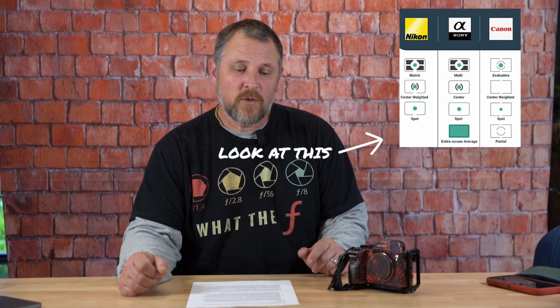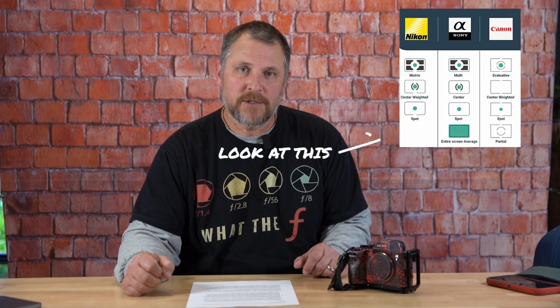I just wanted to talk to you about metering settings within your camera. I knew I had a problem with this when I first started understanding metering. So with Sony, there's three majors and there's two others. They're the multi-metering system, the center-weighted system, the spot metering system, the entire screen average system, and the highlight metering system. Settings, I should say, not system, but settings.